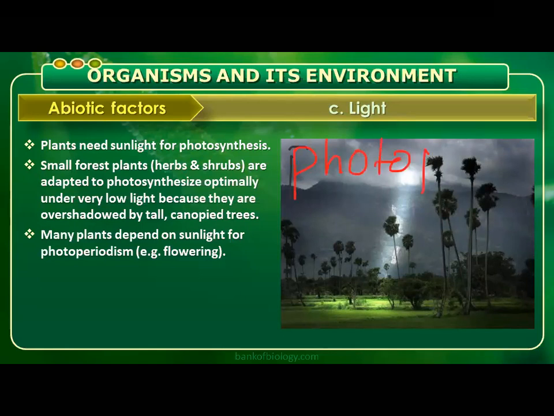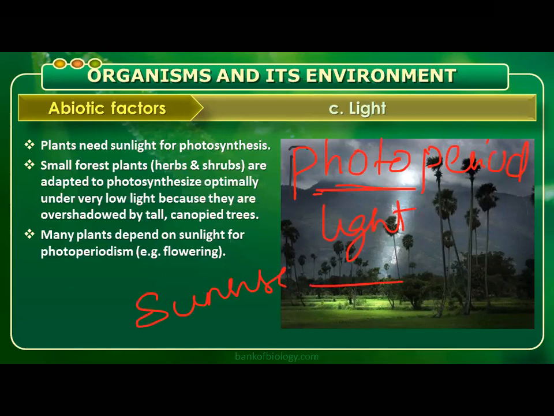Photoperiod. Photo, we know, means light. Simply, we can say light period. Photoperiod means light period. So what is light period? Daylight. Simply we say the time period between sunrise and sunset is the photoperiod.